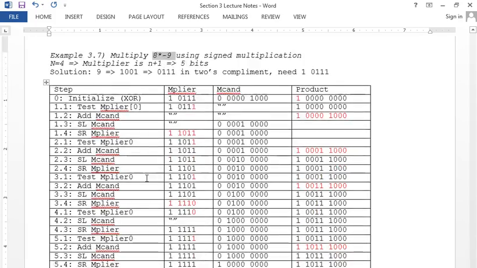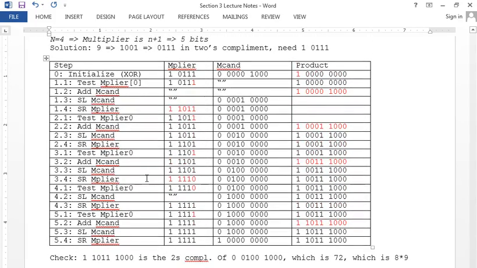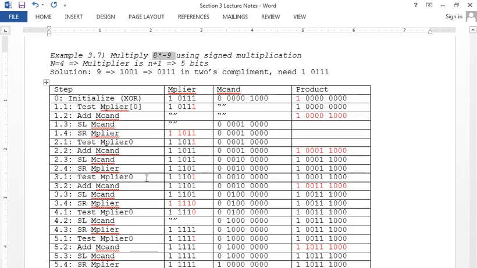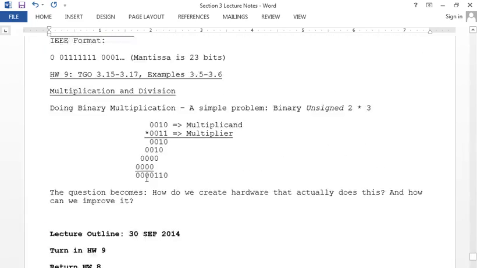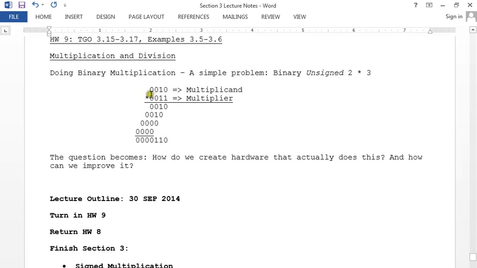I understand all that. The one thing I didn't understand was how do we know 8 was the multiplicand? How do we know that one was the 8? The multiplier is the second value.